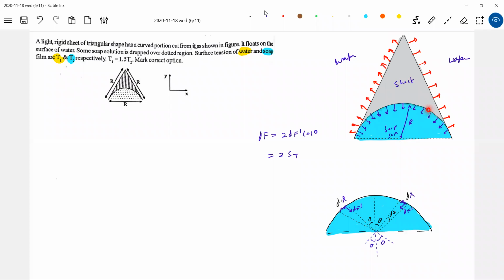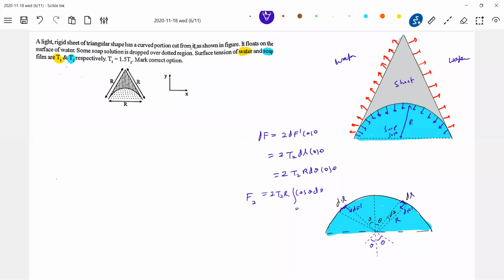Then what is the surface tension force? Force due to surface tension into that length. So surface tension, how much is it here? Soap solution is how much? T2. T2 into dl cos theta. So 2 into T2 as it is. dl is what? Angle subtended by it. Radius is r. Arc length is what? r into angle subtended. This is force due to soap solution.